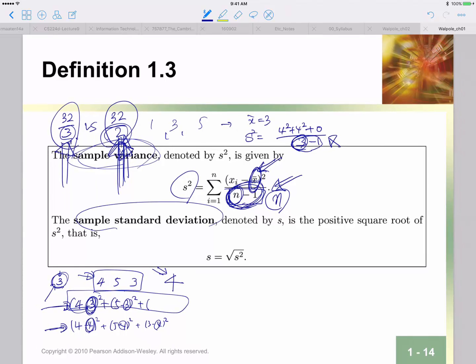Okay, and then the sample standard deviation is simply a square root version of the sample variance. Okay.